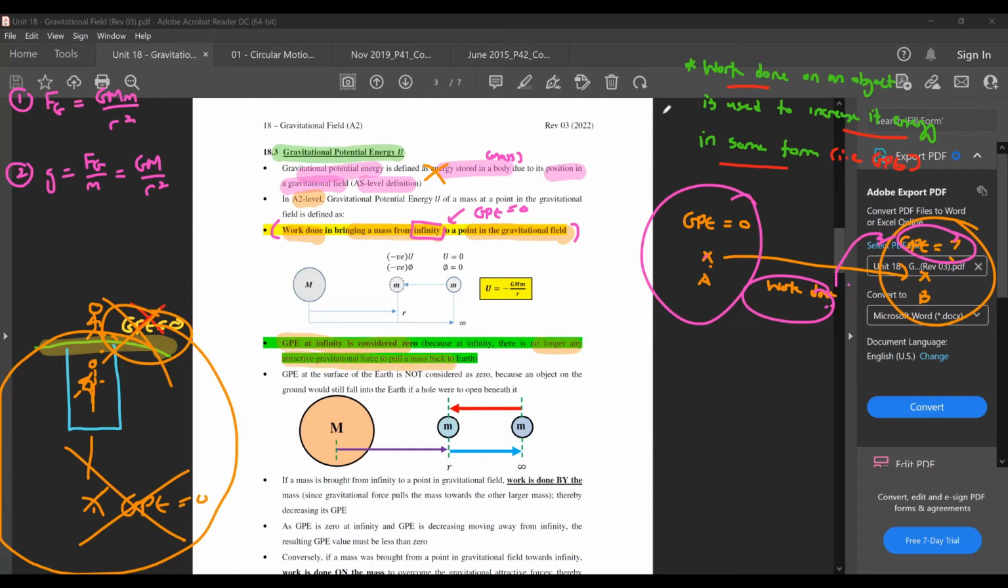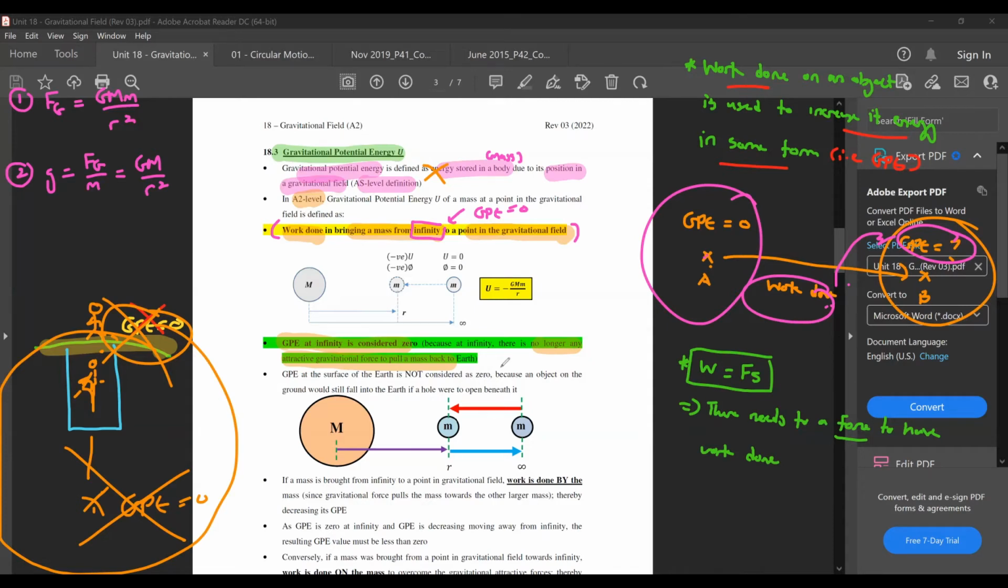So remember last time when you're talking about work done is force times distance, right? So there needs to be a force to have work done in the first place, because the equation for work done is W equals Fs, or W equals Fd in some textbooks. You need to have force in the first place to have work done.